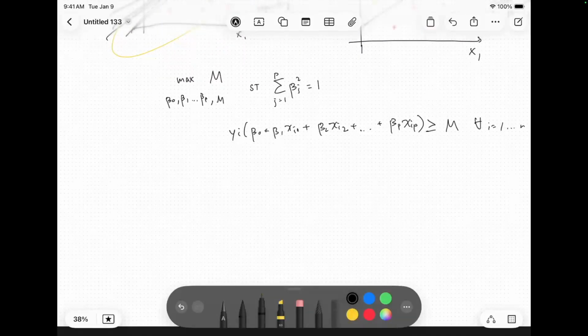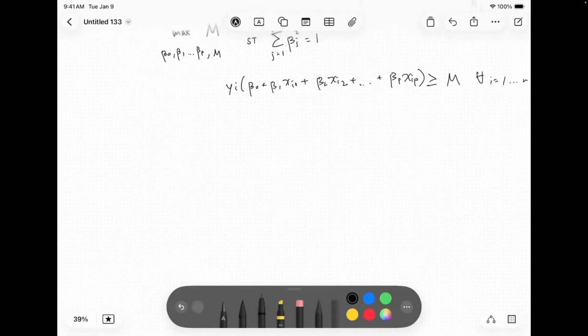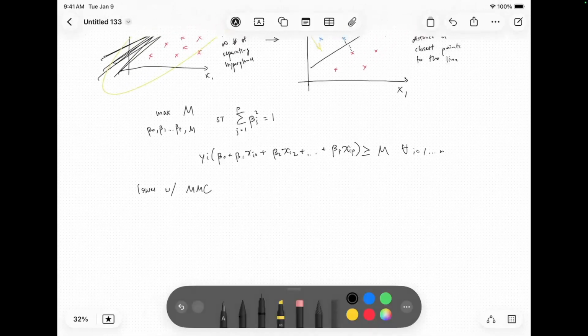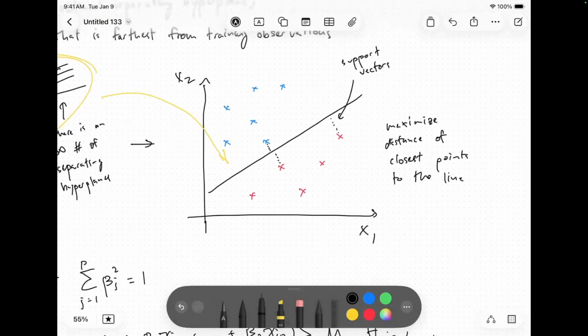What are some problems with the maximal margin classifier? We're going to call this MMC. What do you guys think? Can we do this for all types of problems? What's the really obvious one? So look at the data, the reds and blues.